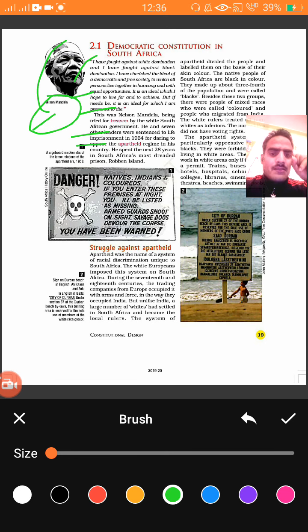Life imprisonment means you will remain inside jail for life. Okay. In 1964, for daring to oppose the apartheid regime in his country. Apartheid means when you are differentiated or discriminated against on the basis of color. If that person is black, if that person is white, we will give special treatment to the white. We will give no special treatment to the colored or black people. Then you are following the apartheid regime in this country. He spent the next 28 years in South Africa's most dreaded prison, Robben Island.